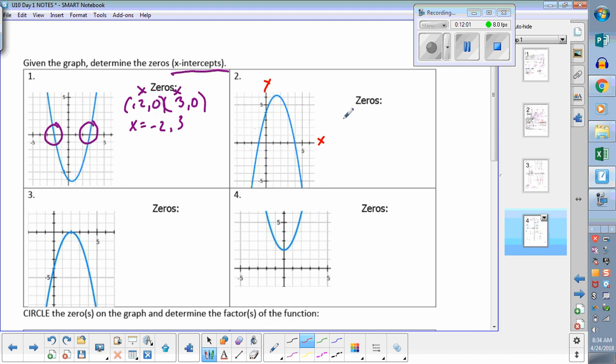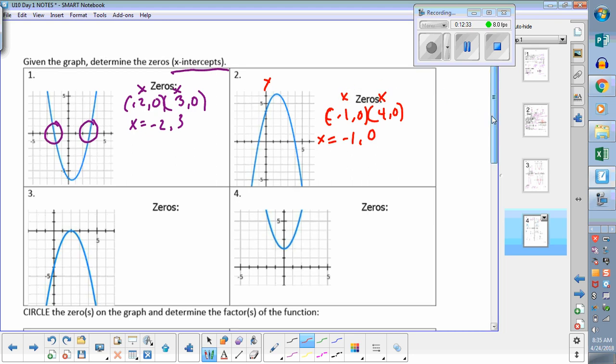So if we look at the zeros, your first ordered pair is going to be -1 and 0. My second ordered pair is going to be 1, 2, 3, 4. So it's going to be +4 and 0. So that means that my x is going to equal -1 and 4. Those are my zeros. Remember, we're just looking for the x values of the ordered pair.